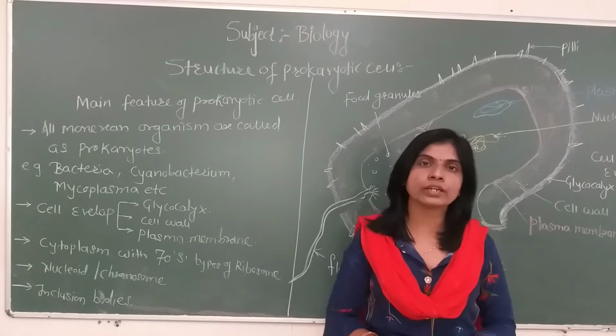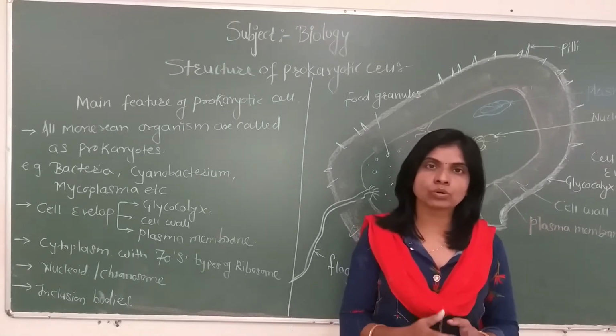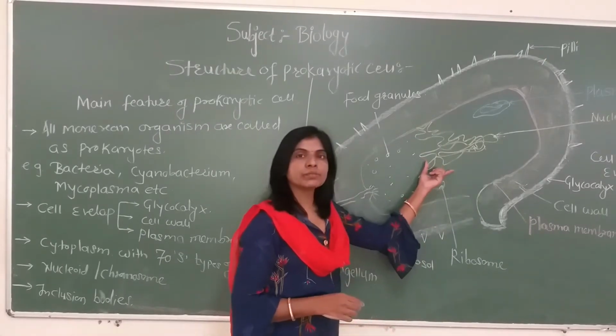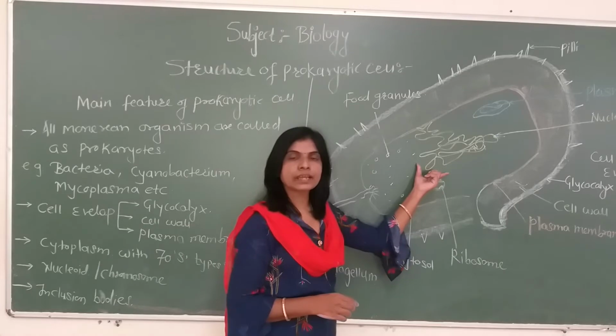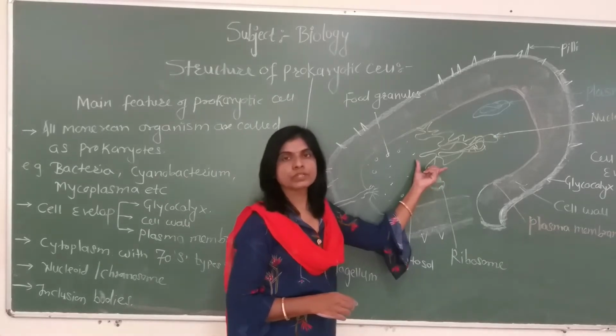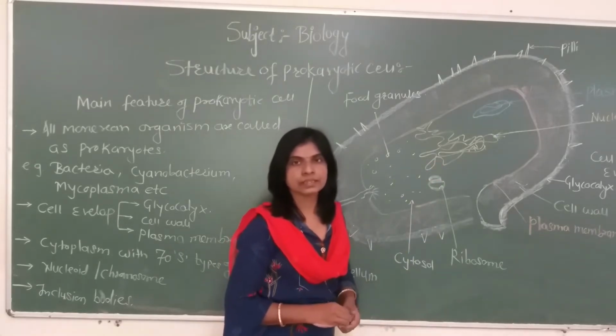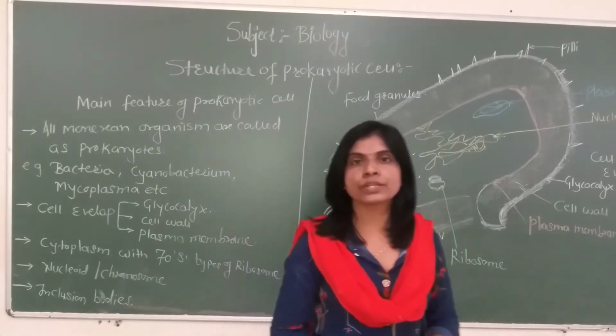As we all know, pro means primitive, karyon means nucleus. The cells that have a false nucleus, or where the genetic material of the nucleus is freely scattered in the cytoplasm, and the nucleus is not well defined or membrane bound, such cells are called prokaryotic cells. Main features of the prokaryotic cell.